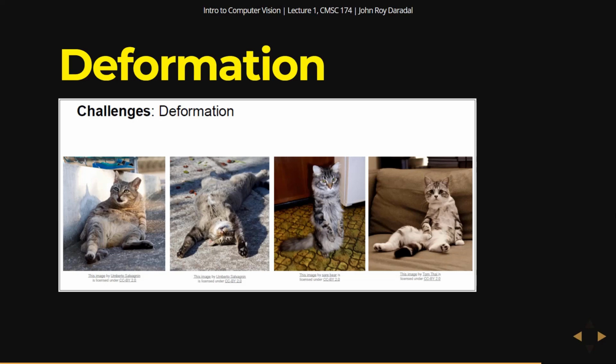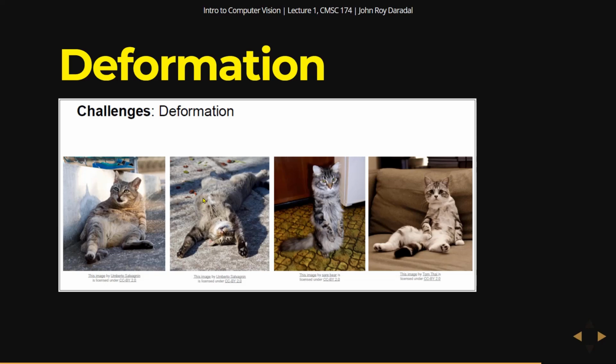cat recognition is what you're doing. So as humans, we can see that these four pictures are pictures of cats, but then for the computer, this would be challenging because this cat is lying down, this one is totally lying down, then this one is on two legs, and then this one is chilling and sitting down, right?